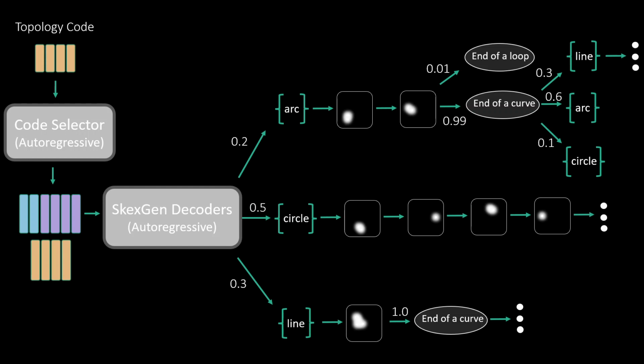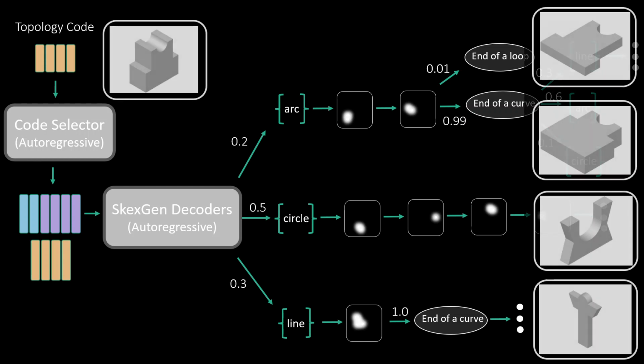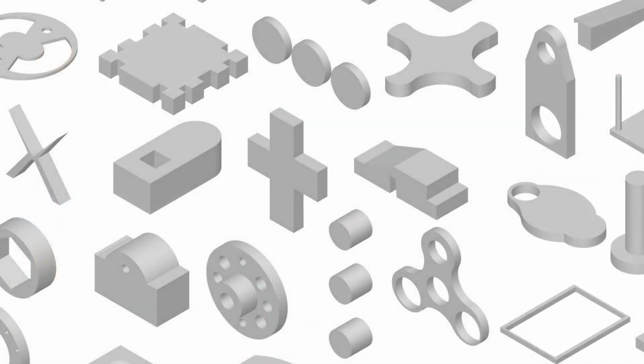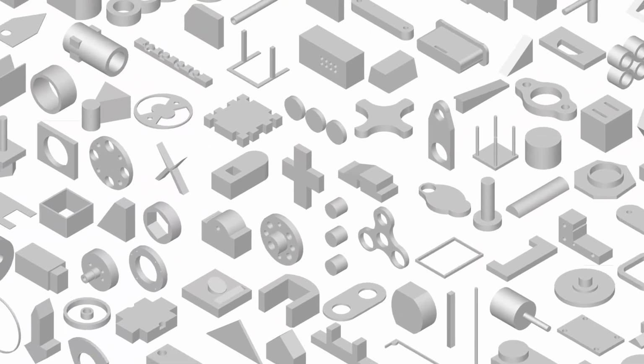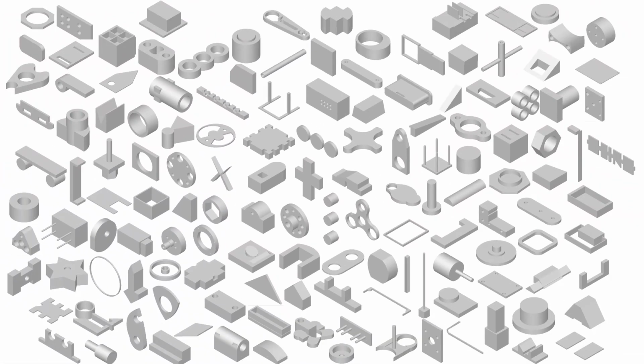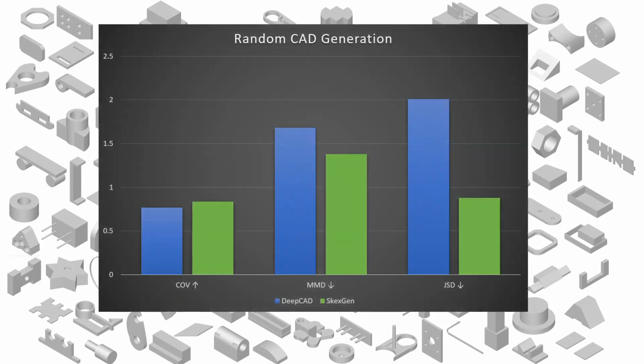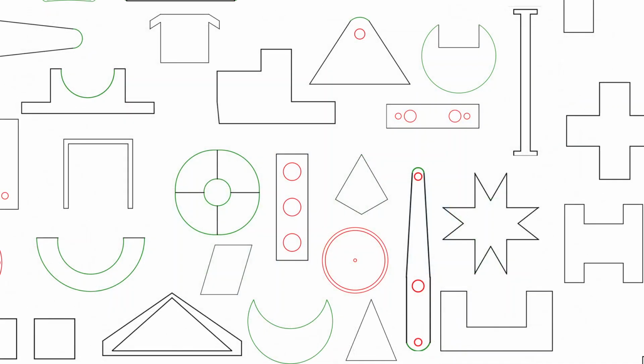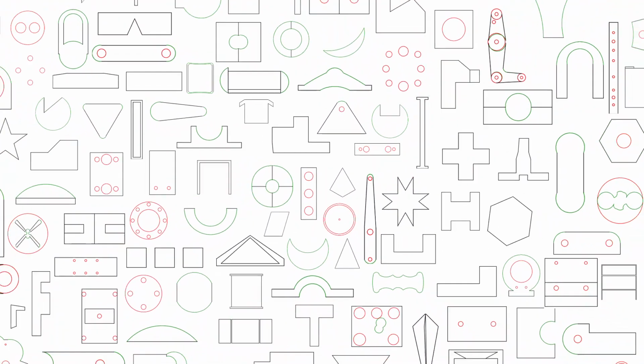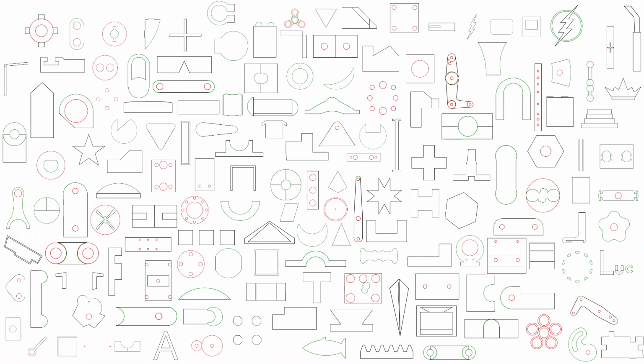Here we demonstrate an example where conditionally generated models share the same topology as the input. SkexGen can randomly generate diverse and high-quality CAD models. Performance on standard evaluation metrics also surpassed DeepCAD, the previous state-of-the-art for sketch and extrude generation. It can also be used to generate CAD engineering drawings, achieving a much lower FID score than previous methods.